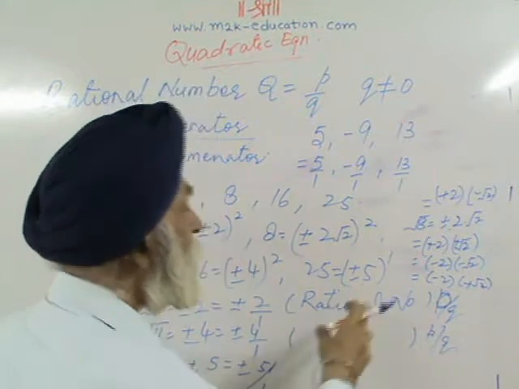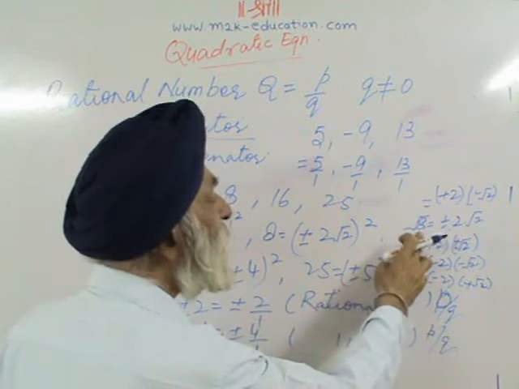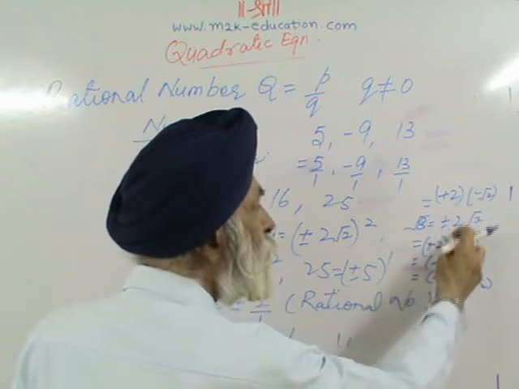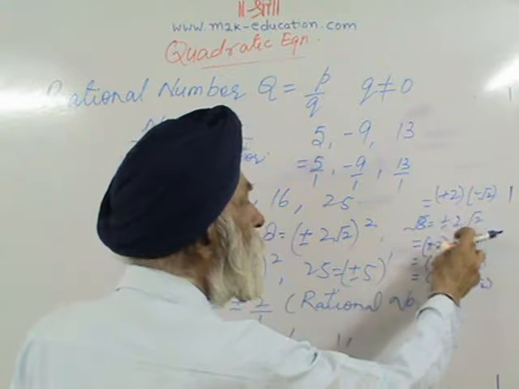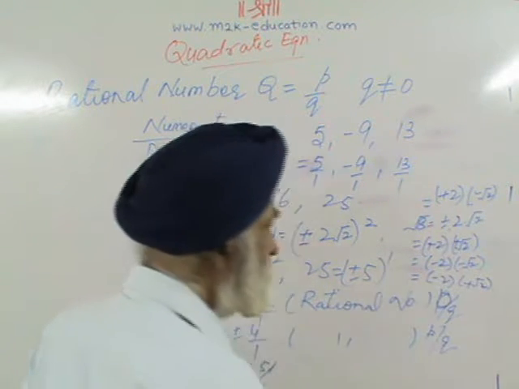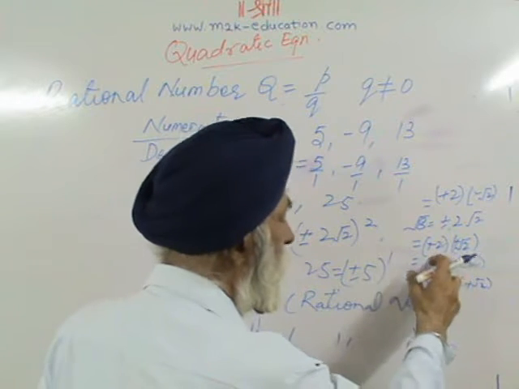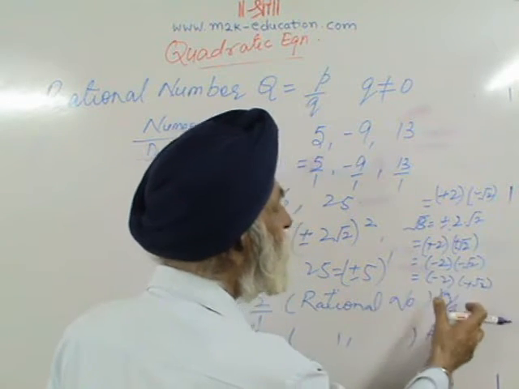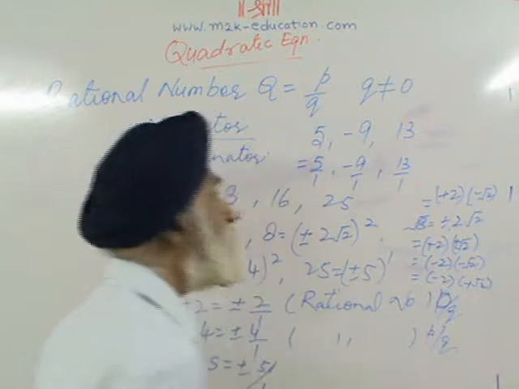Looking at this, you will see that root 8 has 4 solutions: plus 2 into minus root 2, plus 2 into plus root 2, both plus, both minus, and one minus one plus or one plus one minus.